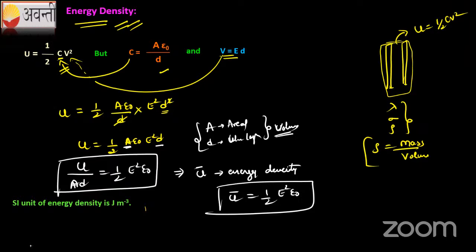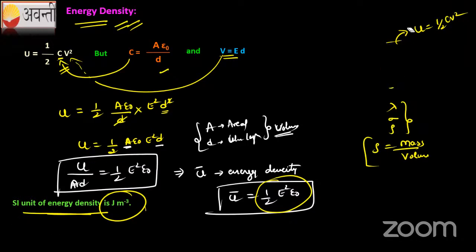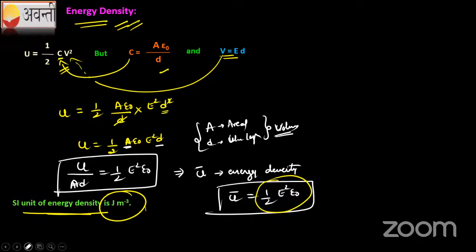Correct? And then if they are asking what is the SI unit of energy density, don't go through this equation to solve. This is actually a neat question. The SI unit of energy density will be joule per meter cube. But if it asks for the dimensional formula, what you people will do is try to remember the formula of energy density. Sir said energy density means ½ E² ε₀. Okay, what is E²?